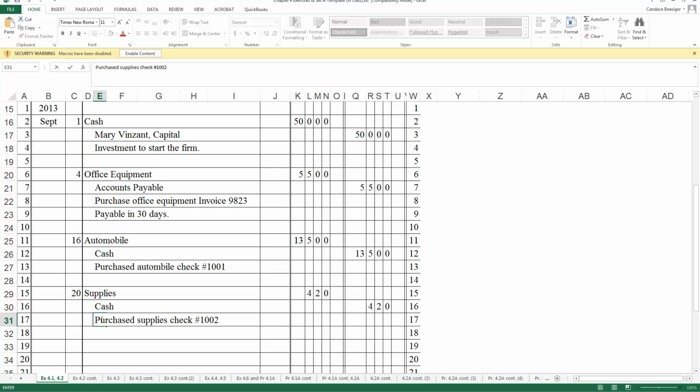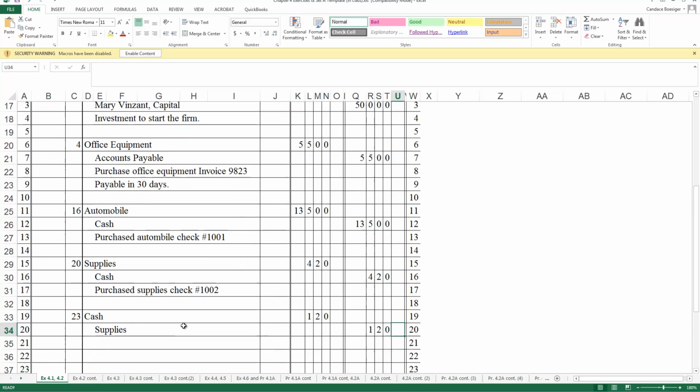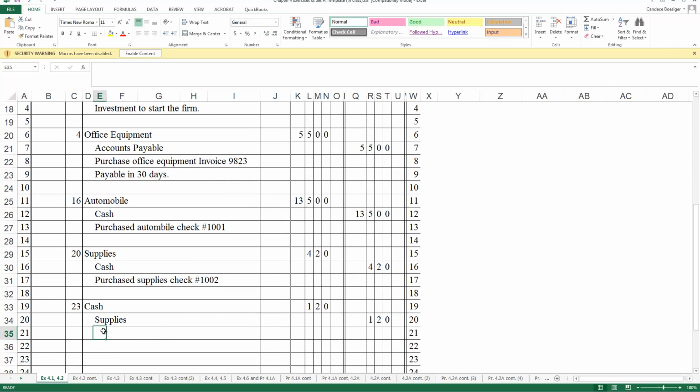So let's keep going. On the 23rd, return damaged supplies for a cash refund. So we purchased some supplies and then some of them were damaged. So our cash is going to go up and our supplies are going to go down. And because our cash is going up, we have to debit it. A great description here would be returned damaged supplies.